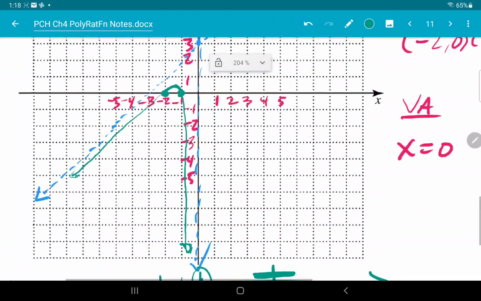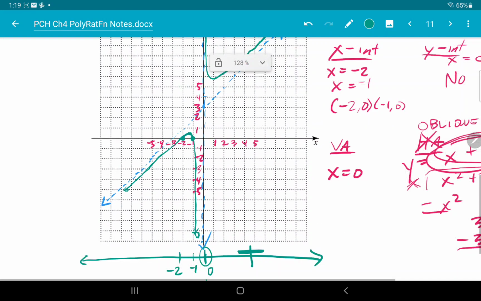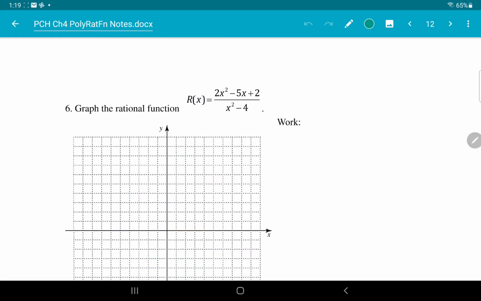So you can see that this graph, I just want to make sure you're aware of how this graph is drawn. This graph goes towards that oblique asymptote. It comes through the x-intercept, then immediately turns around, goes through -1, and then goes towards your vertical asymptote downwards, just like that. Okay, so that's what that graph looks like. All right, let's go on to the next page.